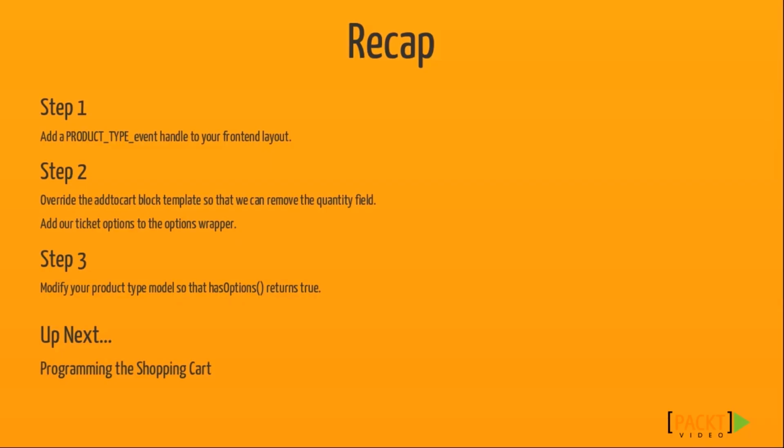So let's recap. In order to add our custom view, we had to create a handle for our product type in the front-end layout. Then we overrode some blocks and templates in order to get the page to look like we wanted. We also had to make a small tweak to our product type model so that it returned true when Magento asks it if it has options. So that does it for this section. In the next section, I'm going to teach you how to program the Magento shopping cart. So stay tuned.